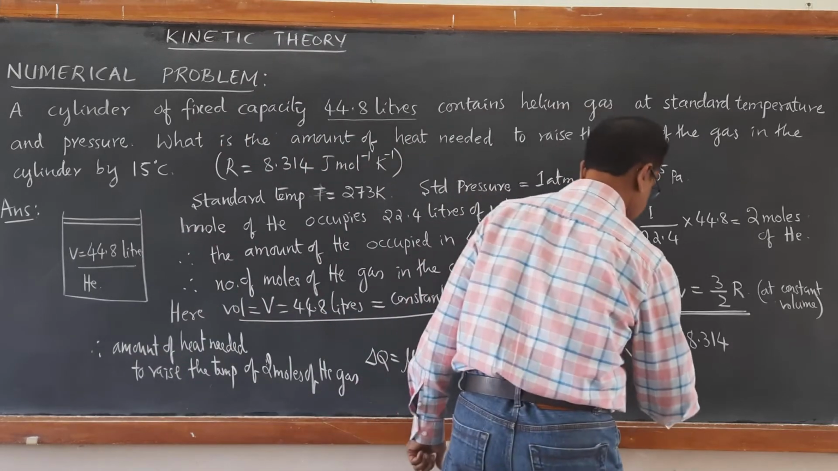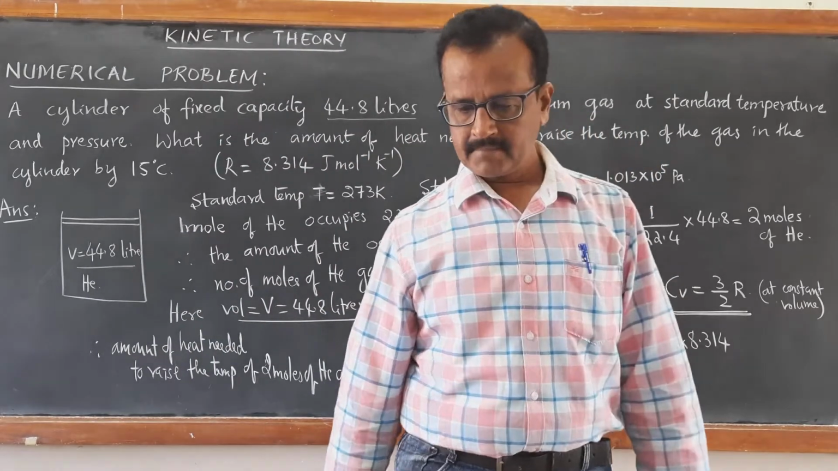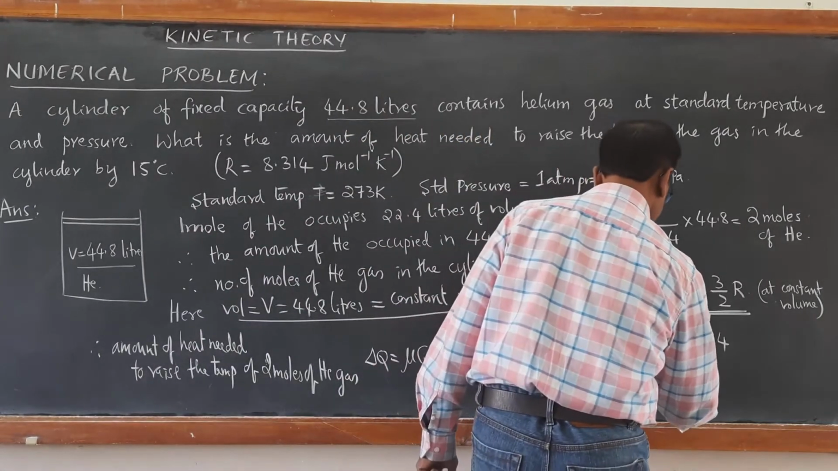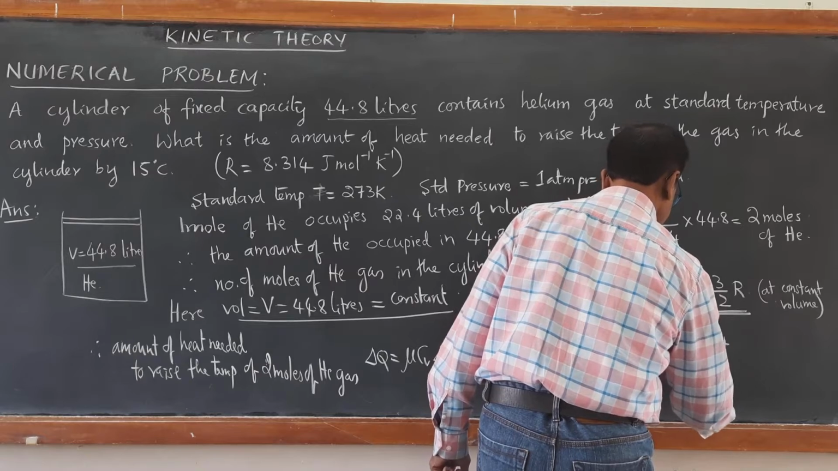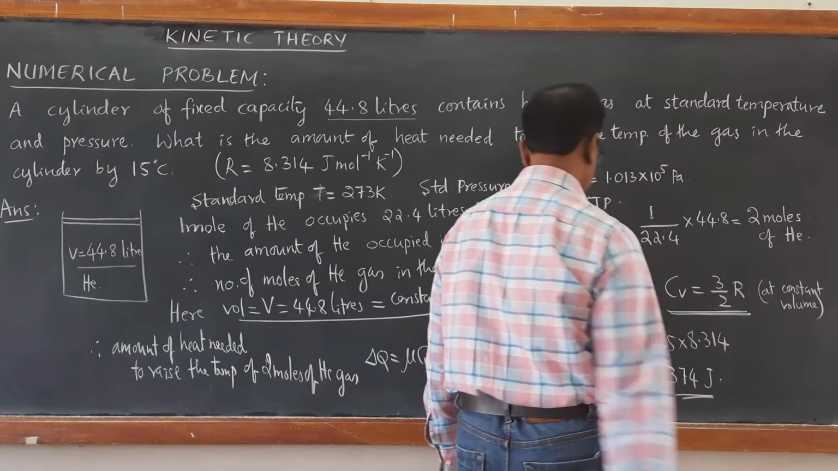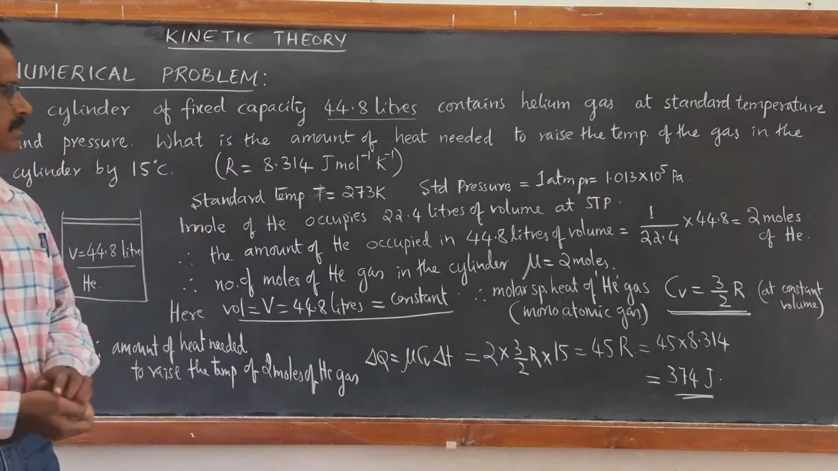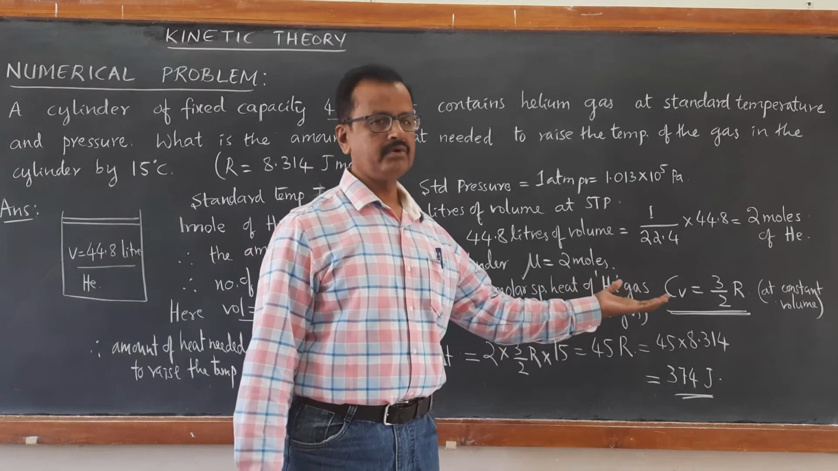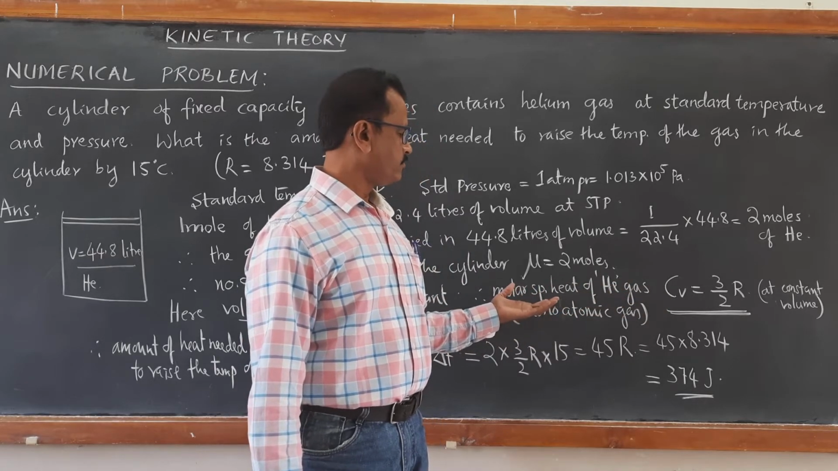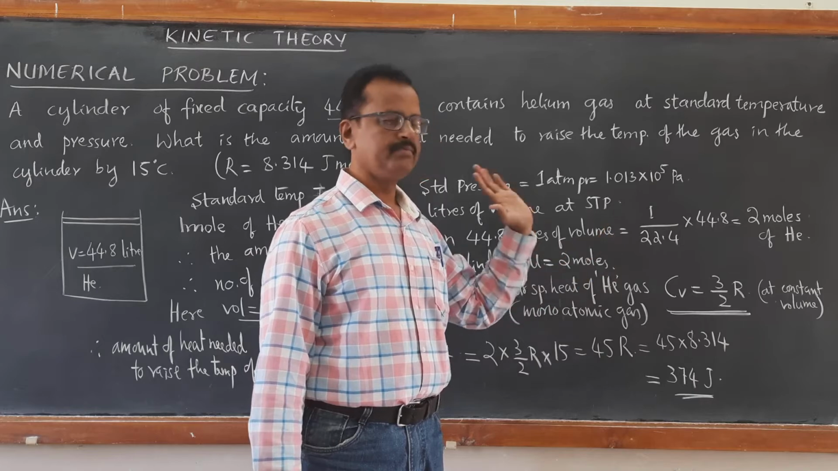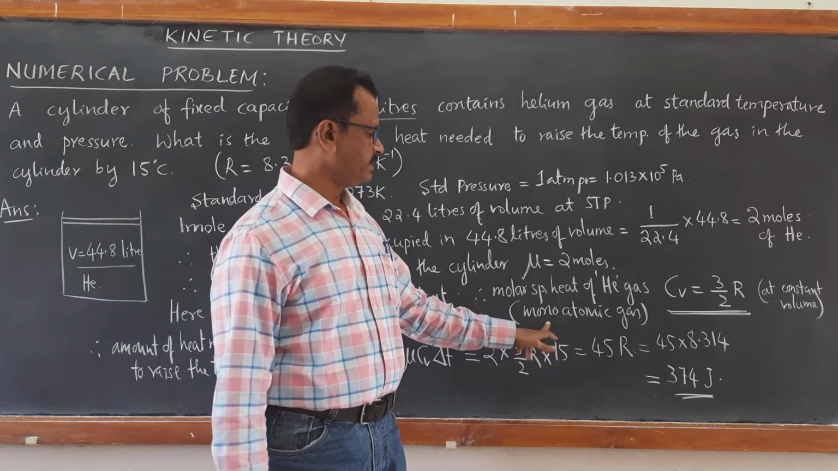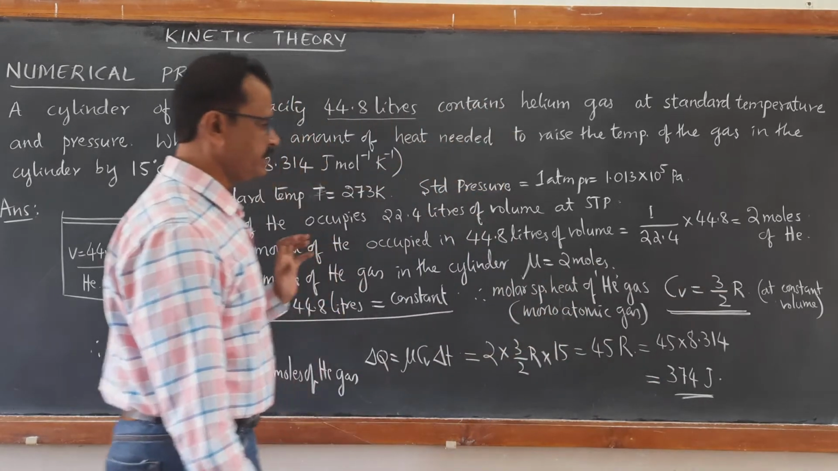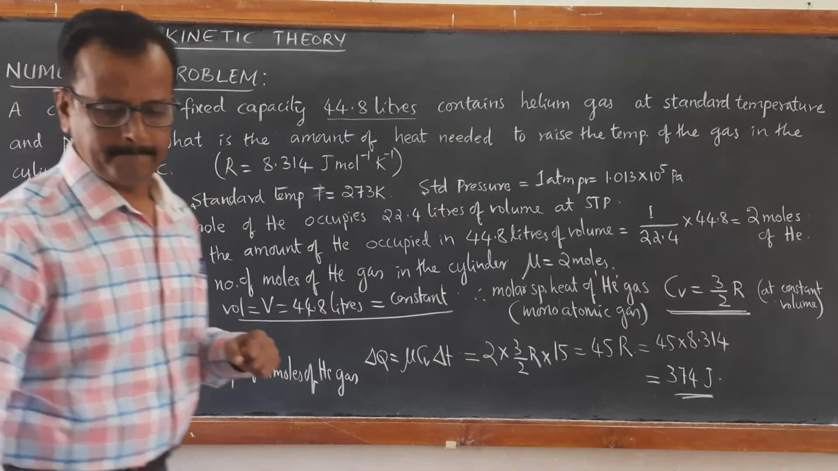If you calculate, this comes out to be 374 joules. So this is how we need to make use of the values of molar specific heat at constant volume when the volume is constant, and the value of molar specific heat at constant pressure, Cp, is 5 by 2 R. Since helium is a monoatomic gas, we get Cv equal to 3 by 2 R. Okay, this is how we need to solve.